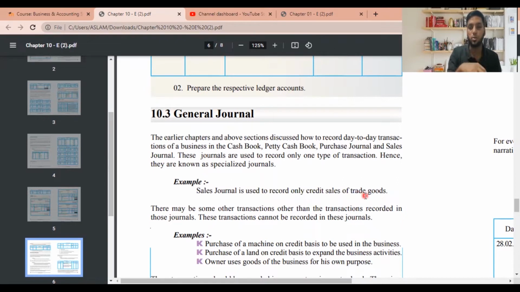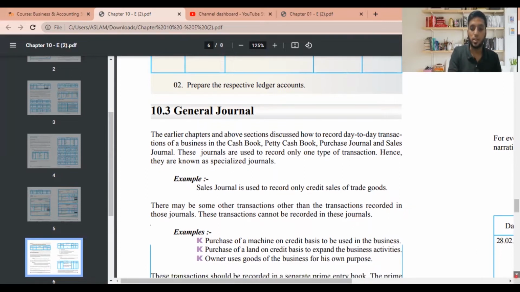As we all know, for sales journal there was a purpose, for purchase journal there was a purpose. So all these journals had their own purpose, but the general journal is completely different. You need to understand that if you cannot record the transaction under the 6 primary books, the final entry you should make is under the general journal. There may be some other transactions other than those recorded in those journals. These transactions cannot be taken under the primary books, which we have learned earlier.